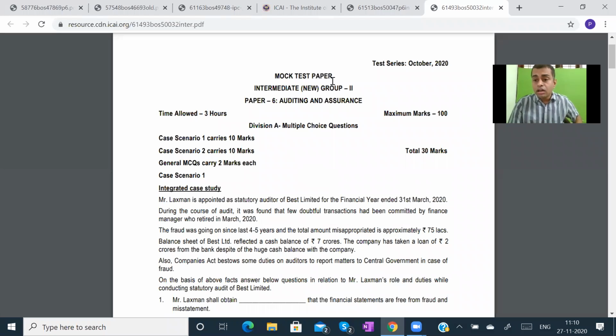So we have Roshni Jaikumar. Roshni, can you please start reading this mock test paper now? Yes, sir. I'll start with question 1, sir.